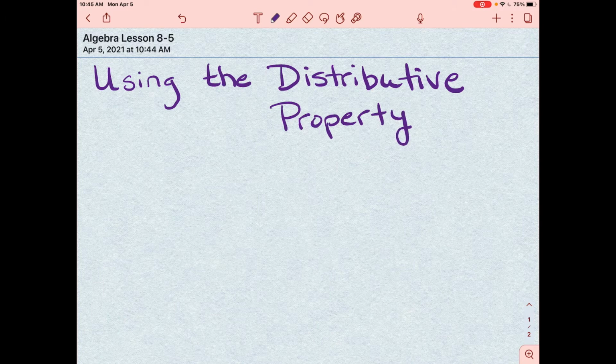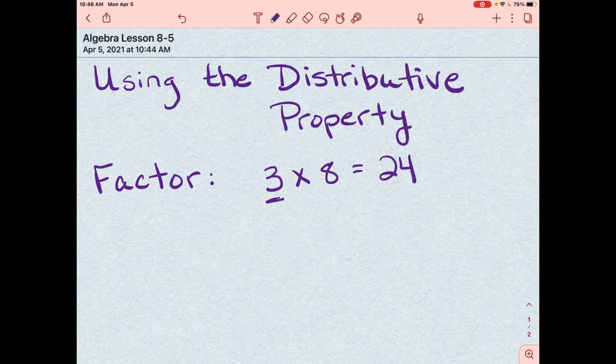Today we're going to talk a lot about factors, and it's important to know what a factor is. So factors are things that we multiply together to make something else. So if I multiply 3 times 8, that is 24. 3 is a factor and 8 is a factor.